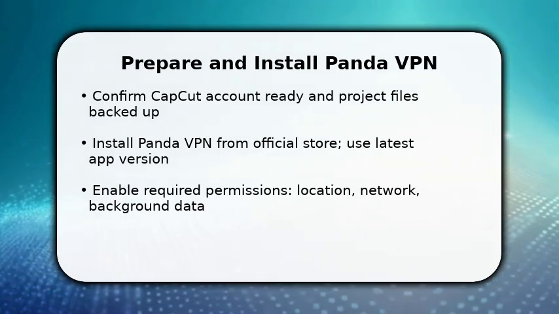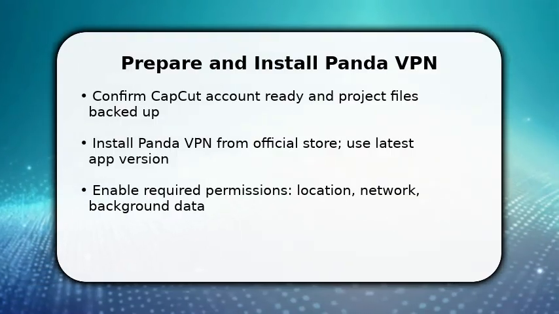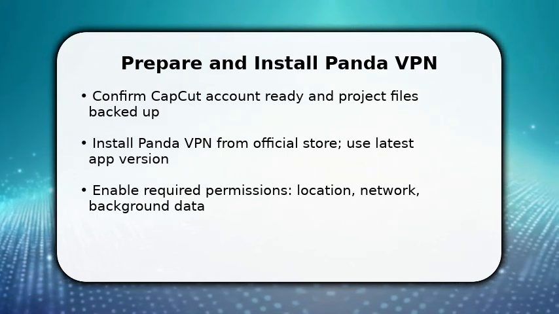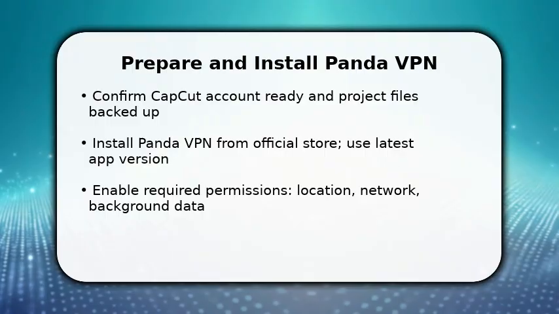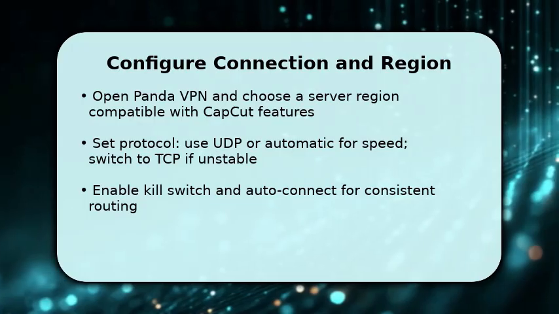Once done, restart the device quickly to clear stale network sessions. This makes the next steps predictable and reduces troubleshooting later. Now configure Panda VPN for Capcut. First, select a server region that unlocks the Capcut feature you need.